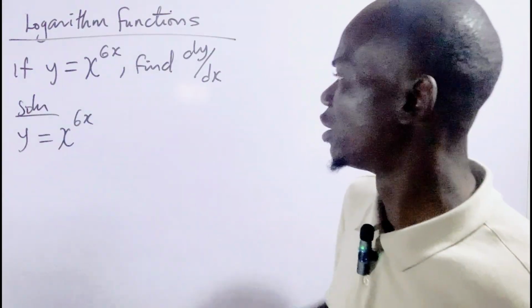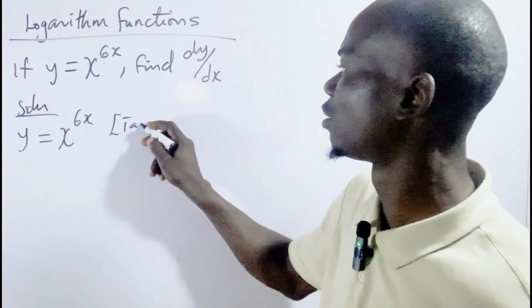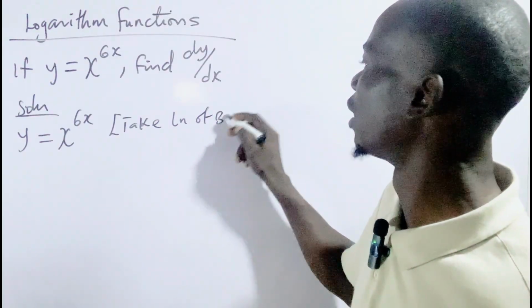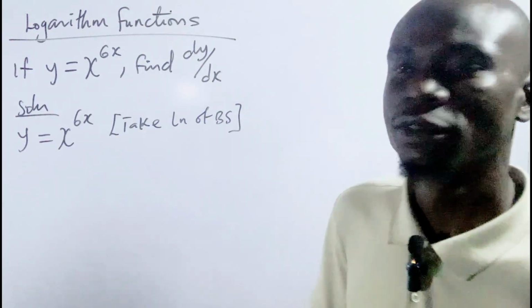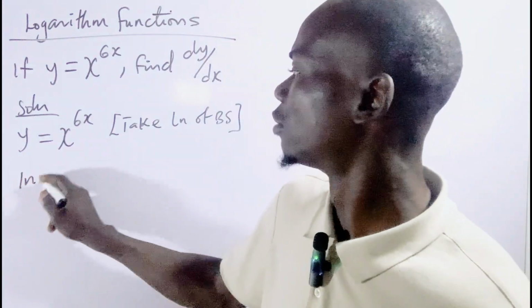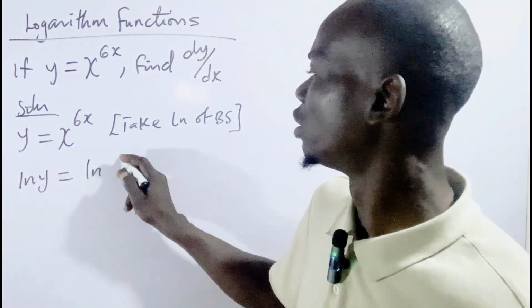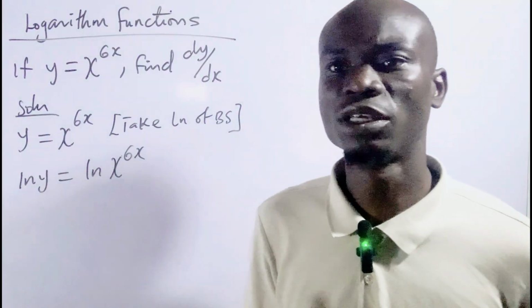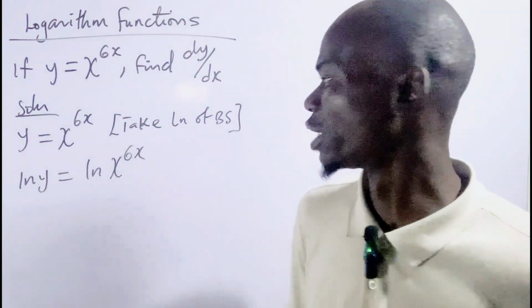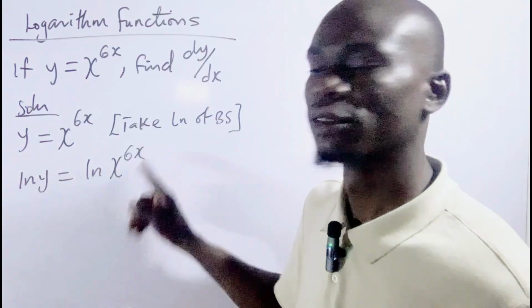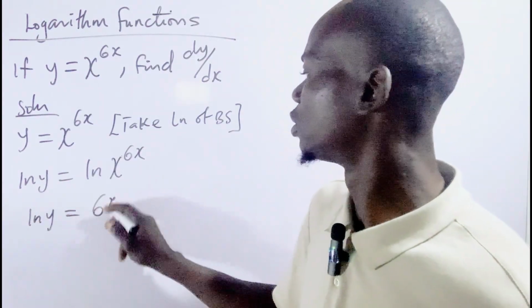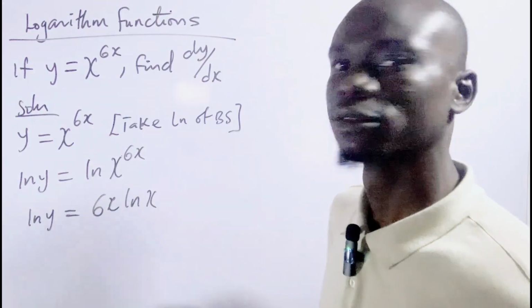What I need to do here is to first of all take the natural log of both sides. So I'm going to have ln y equals ln x raised to power 6x. The essence of taking the natural logarithm of both sides is to be able to drop this power here. So this will become ln y equals 6x ln x.